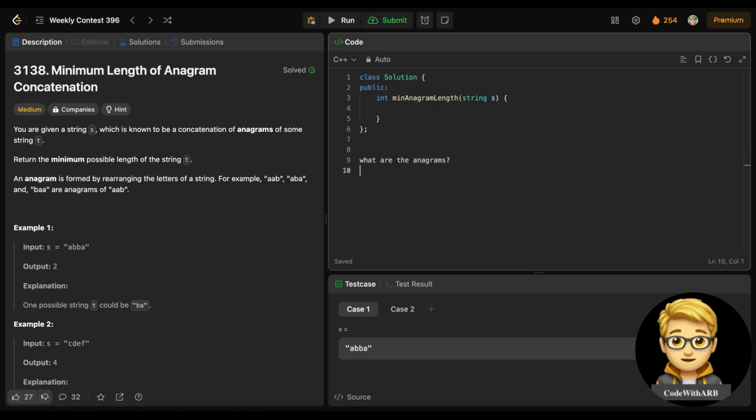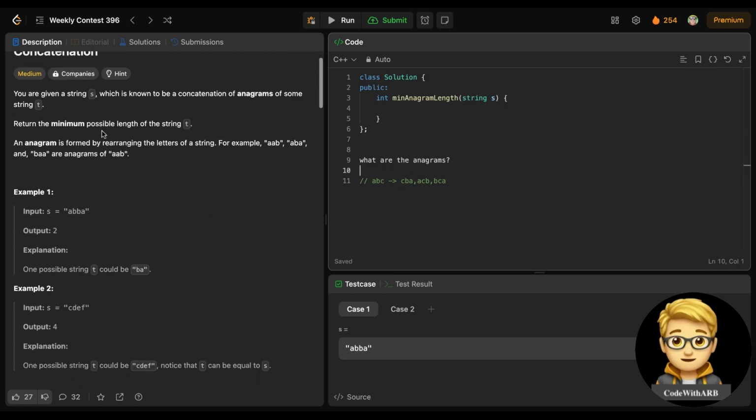Suppose ABC is given. The anagrams of ABC are the strings we get by changing the positions of all the characters to make other strings. Like CBA, ACB, BCA, these all are the anagrams of ABC, right? So this is what anagrams are.